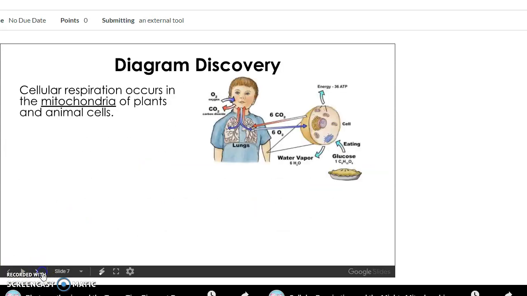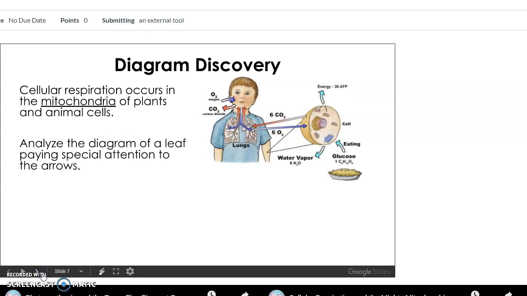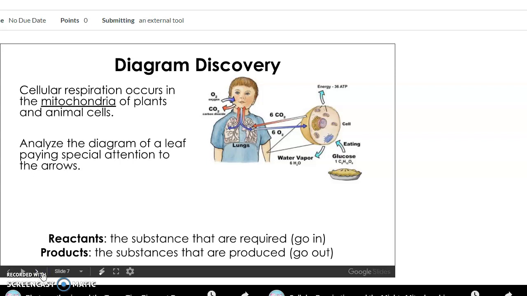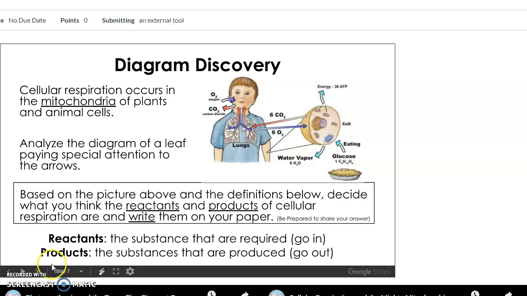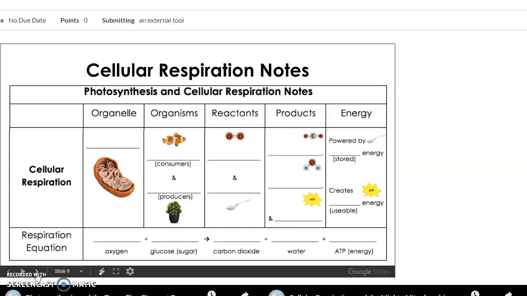Cellular respiration is a little different. It happens in the mitochondria of plants and animals. So the mitochondria is kind of like the battery. It's where you store the energy. So we need to know what the reactants and the products of cellular respiration are. If you look at our chart, it happens in the mitochondria. It's in animals as well as plants. So plants do have cellular respiration.